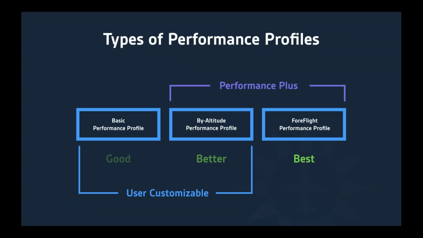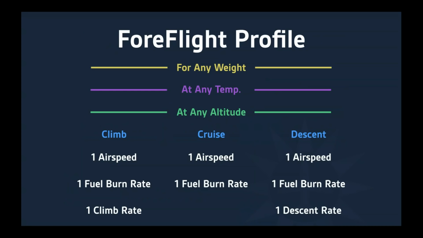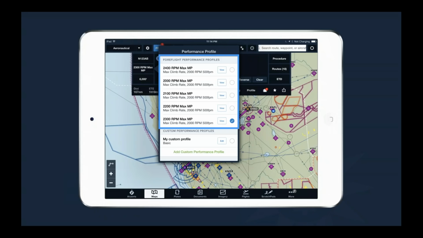The third type is the ForeFlight performance profile. The ForeFlight performance profile has the absolute most accurate calculations built in. And the reason this is the case is the ForeFlight profile defines your climb, cruise, and descent not just at any altitude, but for any temperature deviation, and it even includes weight change as you're burning fuel across your route. The ForeFlight performance profiles are not user customizable or user creatable in the same way that the basic and by-altitude profiles are, but they're actually provided to you through the Performance Plus subscription.